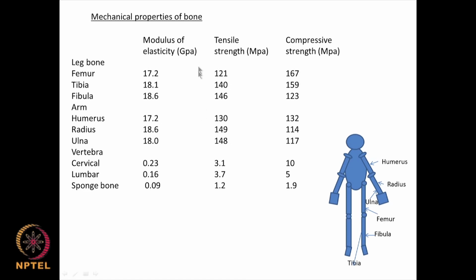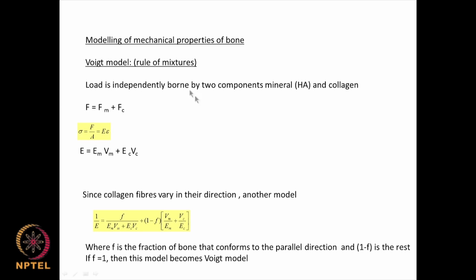So the values change quite dramatically. If you look at the bones, we are talking of tensile strength in the range of 120 to 150, whereas when you come to vertebra, we are talking in terms of 1 to 3, so almost 100 times less.